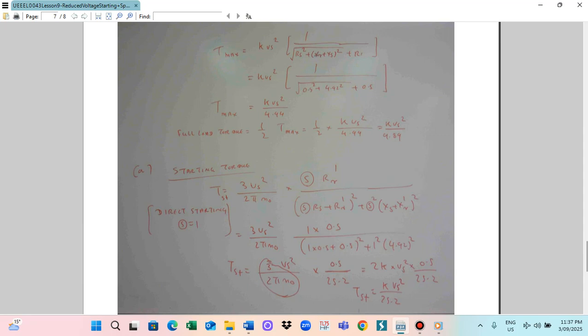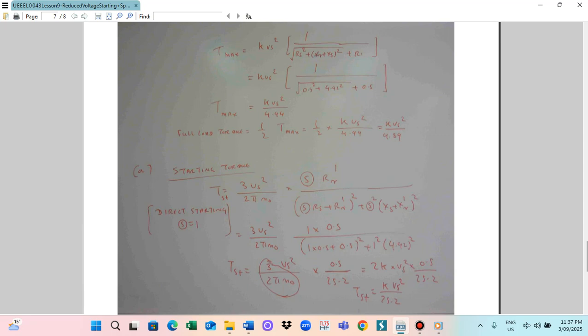Okay, so then you can also calculate the full load torque. This is half times the T maxima. So then we will multiply half with K Vs squared divided by 4.94, so K Vs squared divided by 9.89. So this is the full load torque we got.